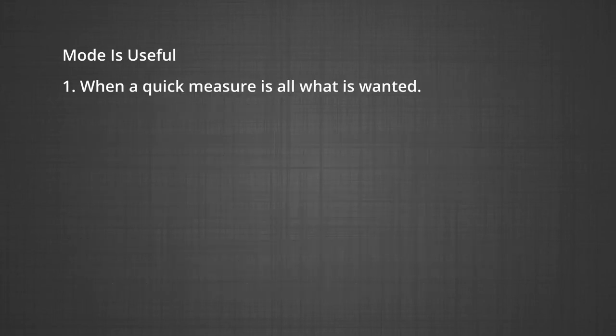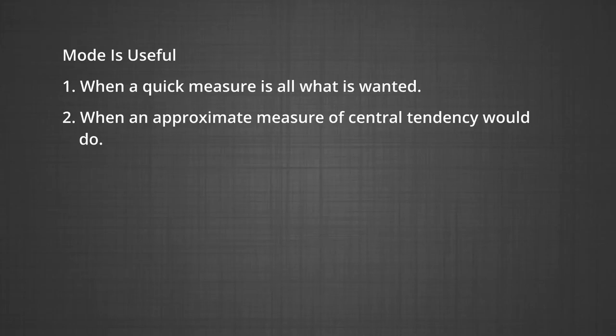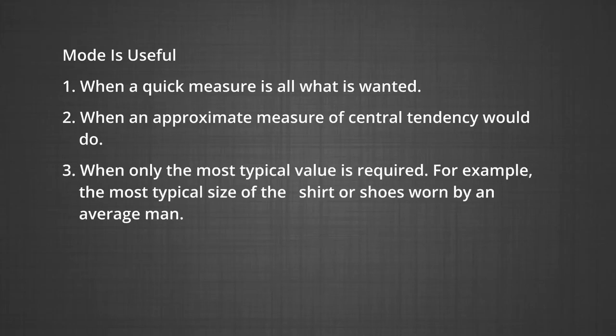Now, mode can be useful in the following situations: when a quick measure is all that is wanted. Number two, when an approximate measure of central tendency would do. Number three, when only the most typical value is required. For example, the most typical size of the shirt or shoes worn by an average man.